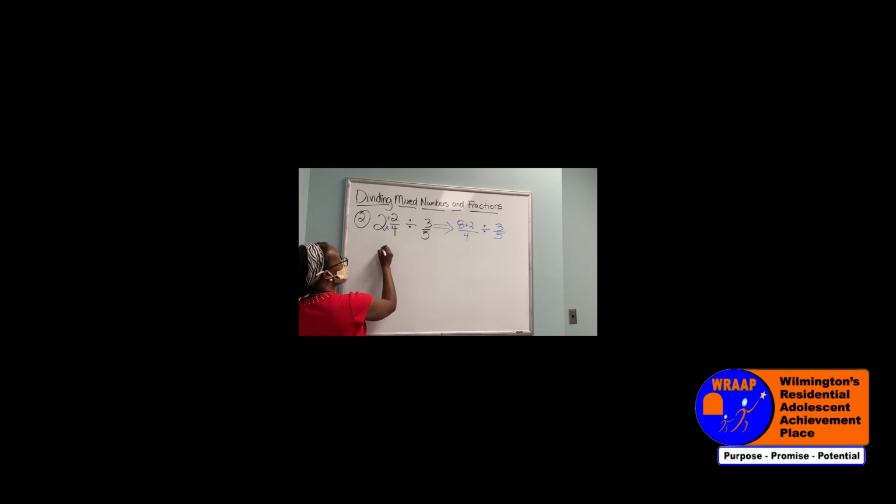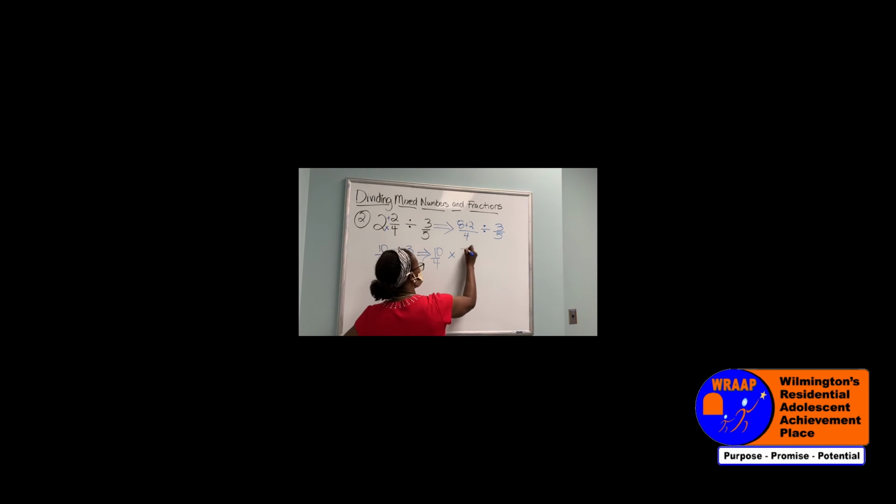So 8 plus 2 is 10, and 4 in the denominator. So 10 over 4 divided by 3 over 5. Now, let's actually solve this problem. So the first thing we do is rewrite the first fraction. We're going to change the division sign to a multiplication sign, and then flip the second fraction, okay?